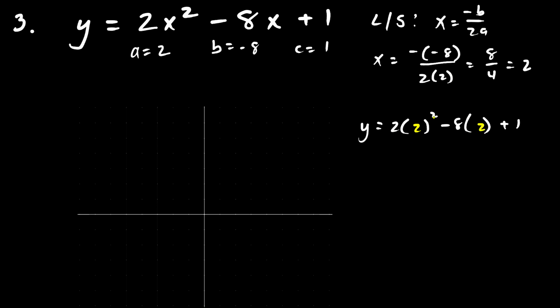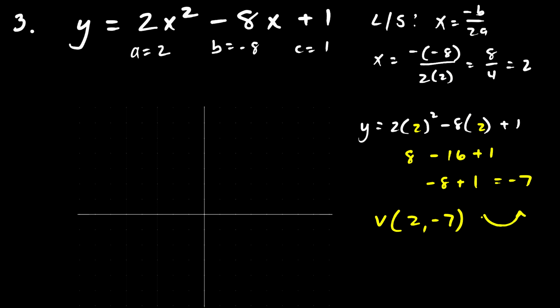So we'll have 2 squared is 4, times 2 is 8. Again, follow order of operations. 8 times 2 is 16, plus 1. So we get negative 8 plus 1, or negative 7. So here our vertex is 2, negative 7. And again, the a value is a positive, so that means it's going to be concave up. So it is going to be a minimum value.